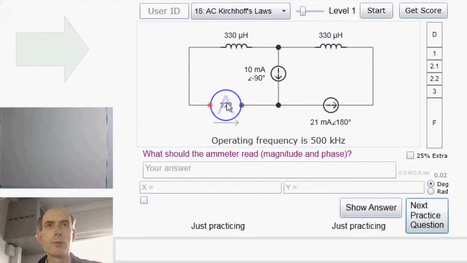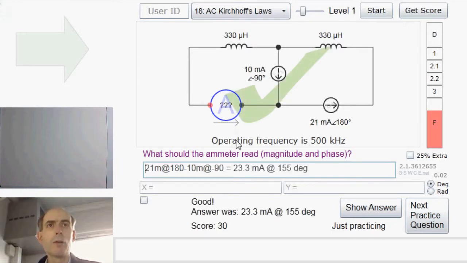Therefore, the unknown current here, plus this current, 10 milliamps at minus 90 degrees, must equal the 21 milliamps at 180 degrees. So I could write that as 21 milliamps at 180 degrees minus 10 milliamps at minus 90 degrees, and let the calculator sort it out. The answer, 23.3 milliamps at 155 degrees.